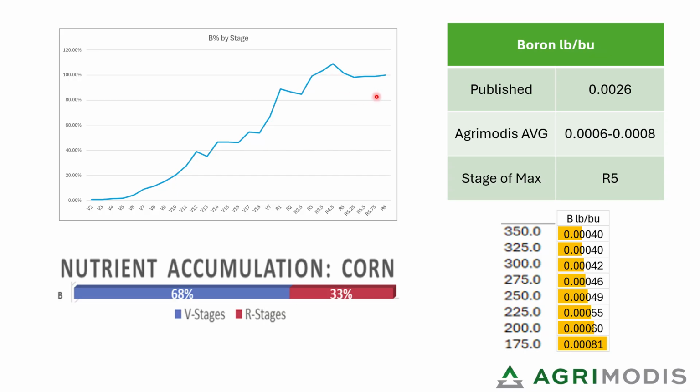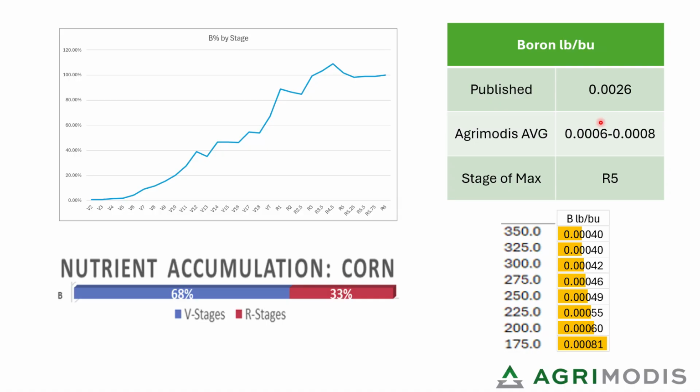The other thing I found odd is the published rate of boron that I found in several locations. It seemed like they were off by a factor of 10 versus what reality is showing us. We look at thousands of samples, and at what the boron content was associated with different yields across the country. The average pounds per bushel ranged from 0.0006 to 0.0008, but published was like 0.003. So there's a big discrepancy between what people are telling you is needed for boron and what the crop is actually needing.